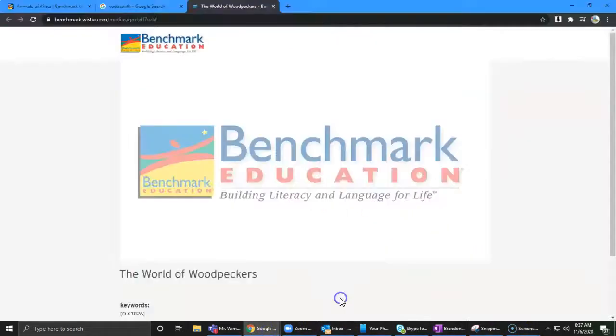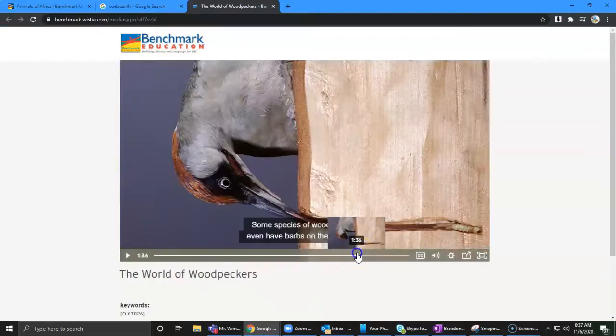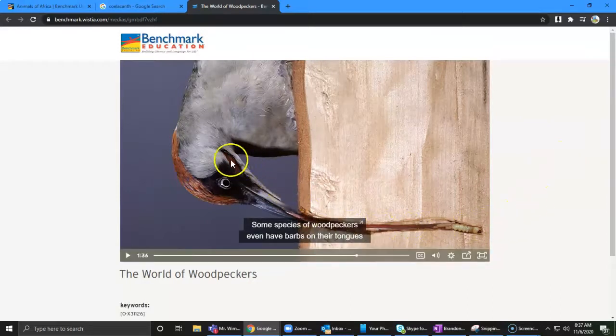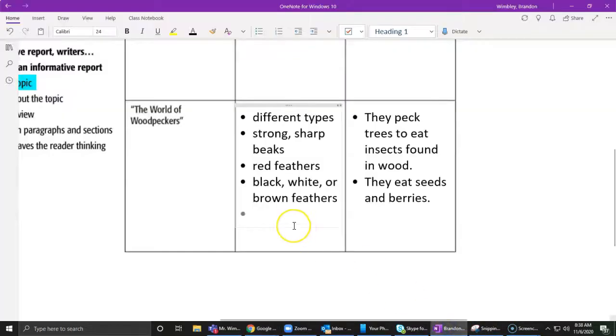Let me pull it back for us. And just look at this tongue that this woodpecker has. See how long that is? So that is also how it looks. It looks like that tongue is even bigger than its head. So I'm going to put that in my appearance section. A long tongue. And if I want to be more specific, I can put bigger than its head.